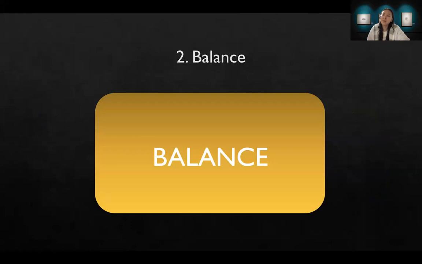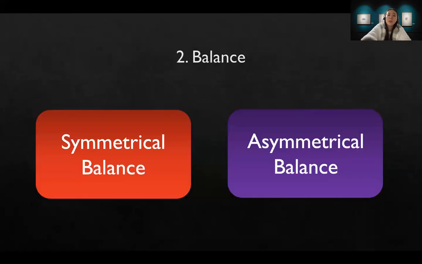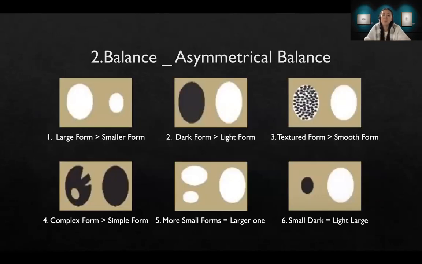Also, we learned balance. Balance refers to apparent heaviness or lightness of forms arranged in composition. So we saw 2 types of balance: symmetrical balance and asymmetrical balance. Symmetrical balance is the mirror image of shapes or forms on either side of an imaginary axial dividing line, and asymmetrical balance is 2 sides that do not correspond to one another in size, shape, and placement.